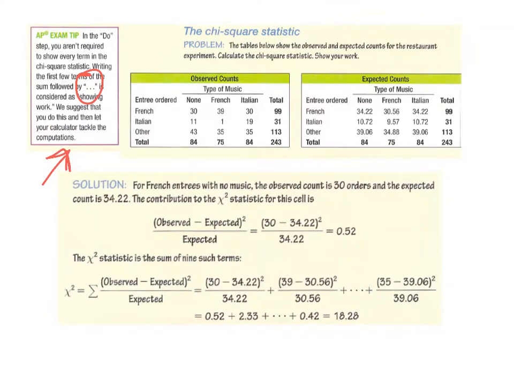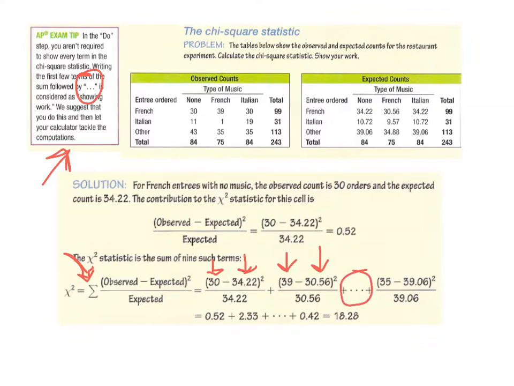For this one, my French entrees with no music will be my first one. Remember, I have to sum all of these up. So I need to do this for all 9 of these values that I have, right? So I observed, for no music, 30 French entrees. I expected 34.22, and so I subtract that, square that, divide that by 34.22. And then for French music and French entrees, I observed 39. I expected 30.56, so I run that one. And now I've shown enough to prove that I know what I'm doing.